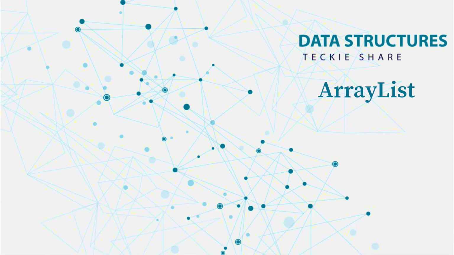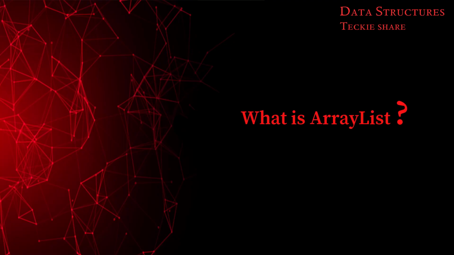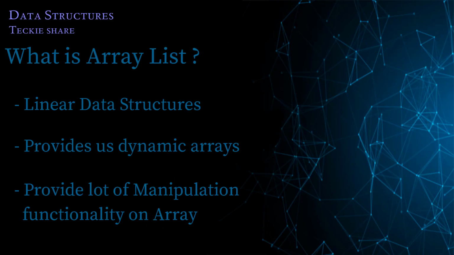Let's dive into the concept. It's a kind of linear data structure. So there will be a question rising in your mind, right? We already have an array, then why do we go for ArrayList? Actually, the ArrayList provides dynamic arrays, and it also provides a lot of manipulation functionality on arrays. Seems confusing? No issue. I will explain in a few minutes.